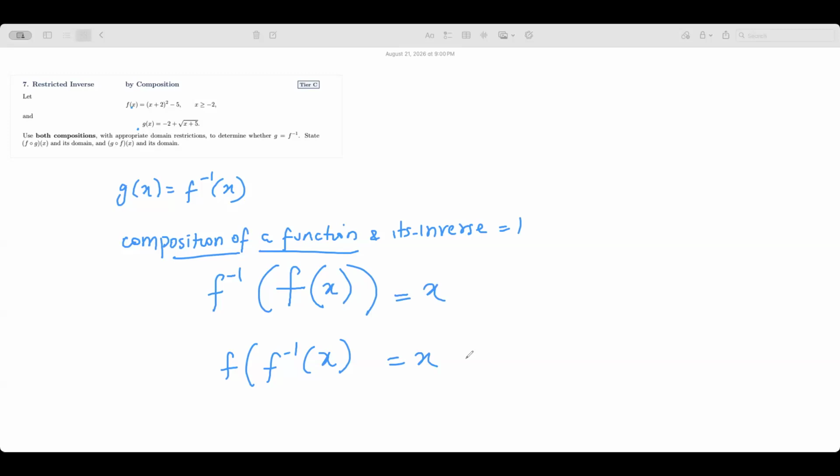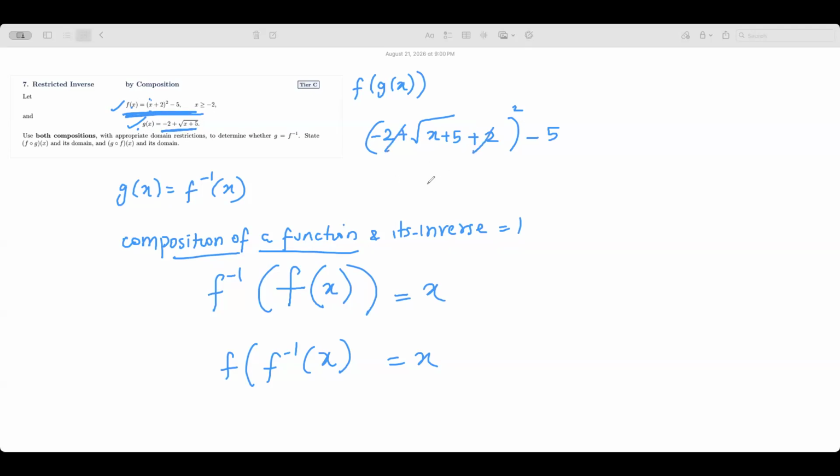What does that mean? Let's try this because these two are inverse functions, right? Let's try that. I'm going to find f of g of x for this one. That means in the f of x function, instead of x, I'm going to substitute g of x: minus 2 plus square root of x plus 5, plus 2, the whole square, minus 5. Does that make sense? Instead of x, I'm substituting the whole of this one.